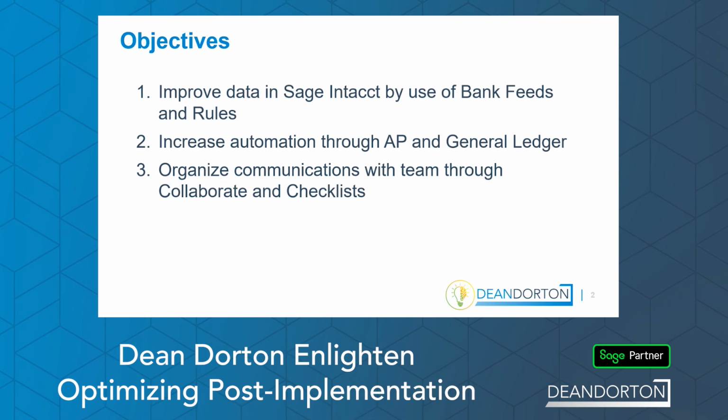Absolutely. So we're going to look for ways to improve all the data that's coming into the system, reduce that human element by using bank feeds, match and create rules to streamline reconciliation. We're going to look at a few other things too, like the ways that automation can improve our AP workflows, also the general ledger review. And then lastly, we're going to look a little bit at optimizing communications within our team, utilizing things like checklists and Sage Intact Collaborate. And we're going to do all of this in under 50 minutes.